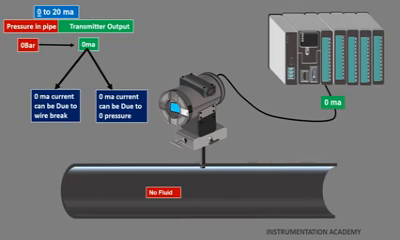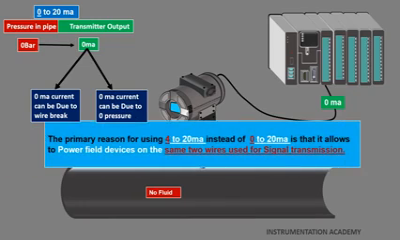But this reason is a secondary reason for the widespread use of 4 to 20 milliampere signal. The primary reason that 4 to 20 milliampere is used instead of 0 to 20 milliampere is because it allows us to power the field devices on the same two wires that are used for transmitting signals. While using 4 to 20 milliampere current signal, since there will be at least 4 milliampere flowing through the loop, the connected instrument can be powered using the same two wires that transmit signals.